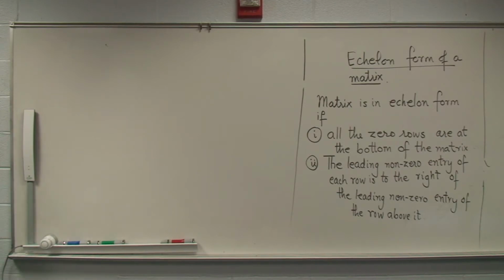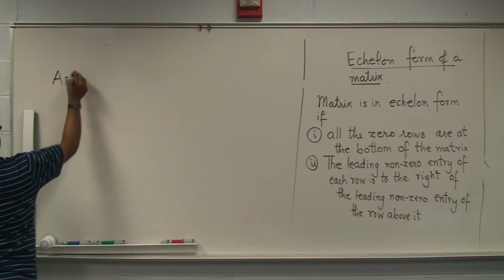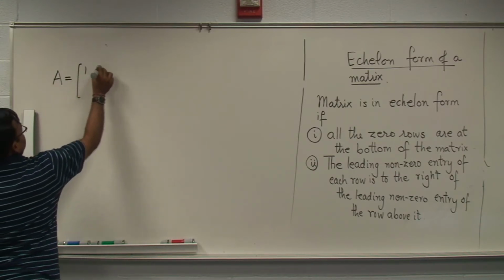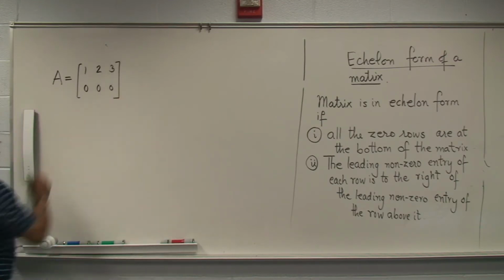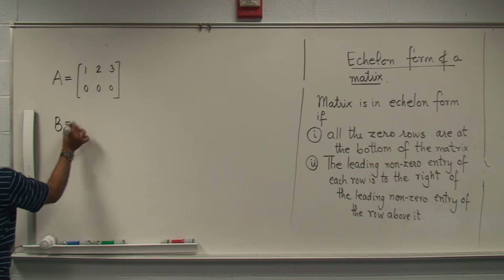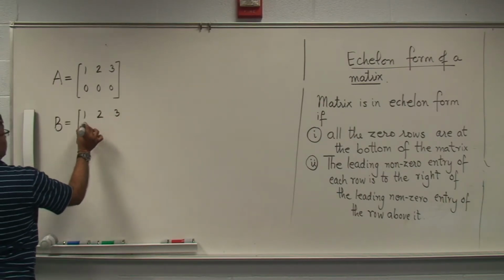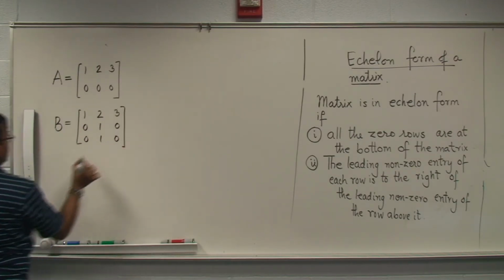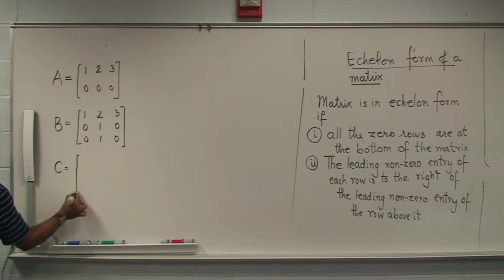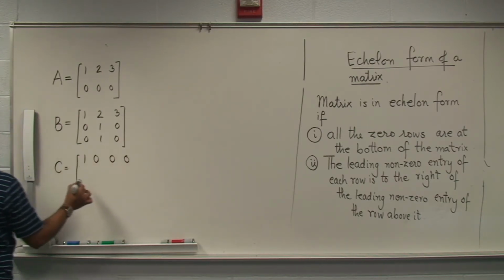Okay. So here is my first matrix. Let's have 1, 2, 3, 0, 0, 0. Then let's have another matrix: 1, 2, 3, 0, 1, 0, 0, 1, 0. Then we have another matrix: 1, 0, 0, 0.